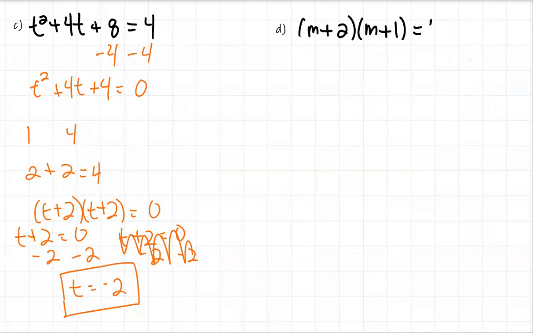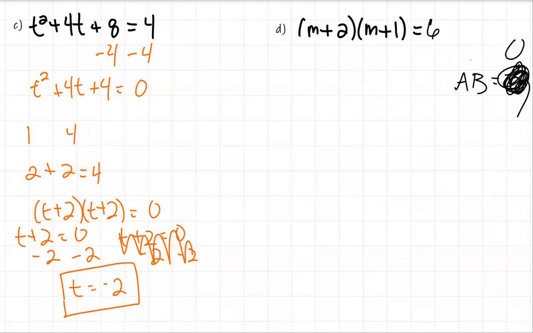We want to make sure that we're using our zero product property correctly. And remember, our zero product property says A times B equals 0. It says nothing about 6. It says nothing about -7. It says nothing about any other number on this side except for 0. So it has to be 0.